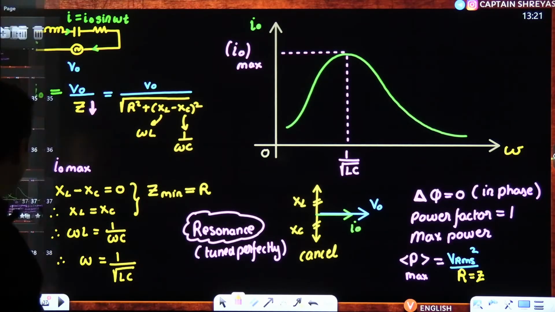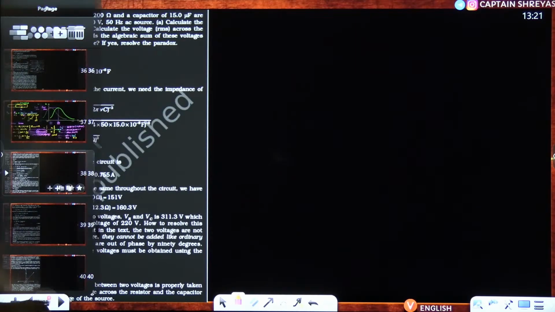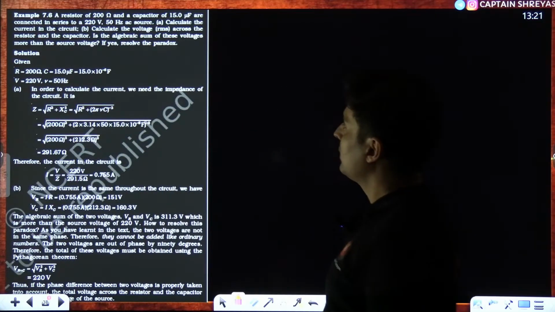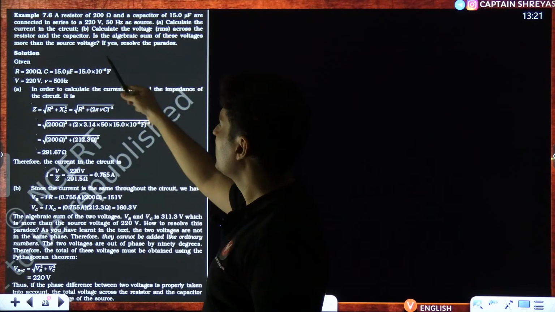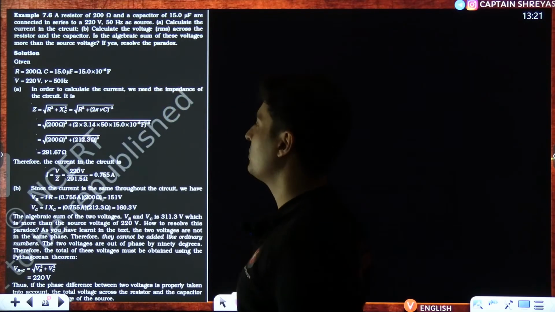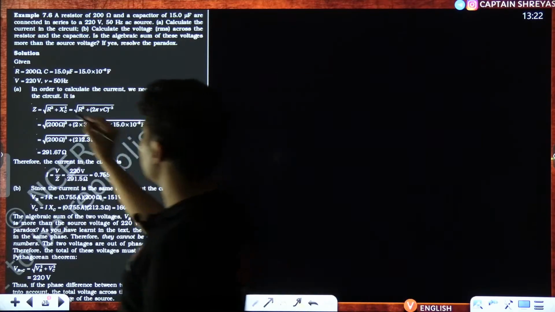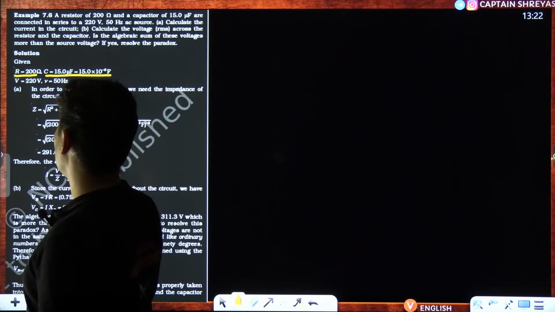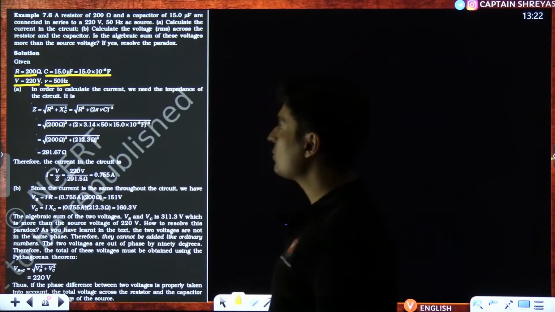Clear. Let's do some questions then, which are there in your NCERT. Very direct questions are there. Like, a resistor is given, a capacitor is given, they are in series, no inductor is there. Calculate the current, calculate the voltage across the resistor and the capacitor. Is the sum of the voltages more than the source voltage? If yes, resolve the paradox. All right. Resistance is given as 200 ohms, capacitance 15 microfarad, which is 15 times 10 to the power minus 6, RMS voltage 220 volts, frequency 50 hertz. That is what is given.